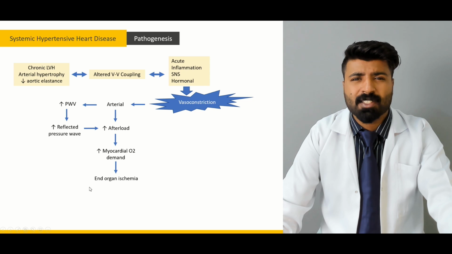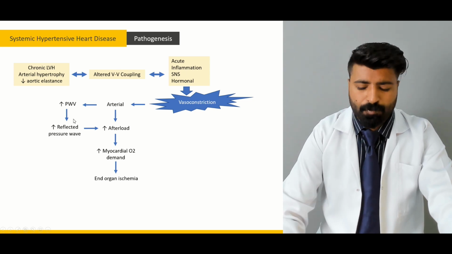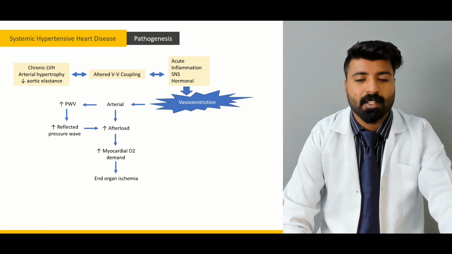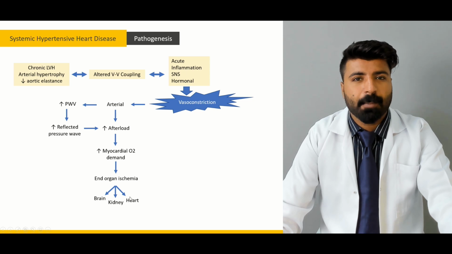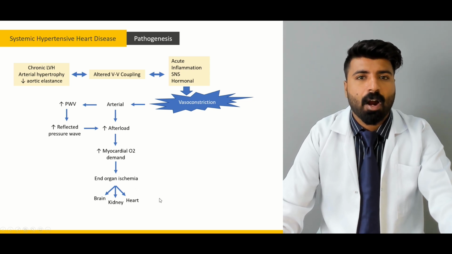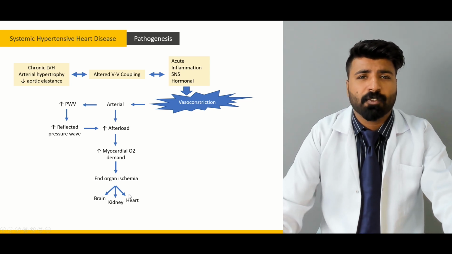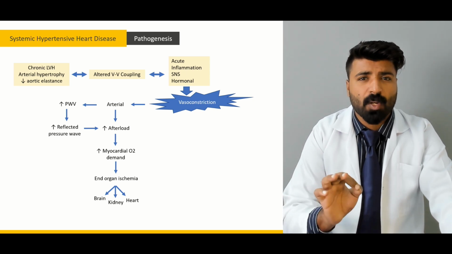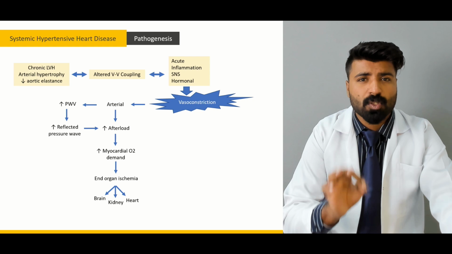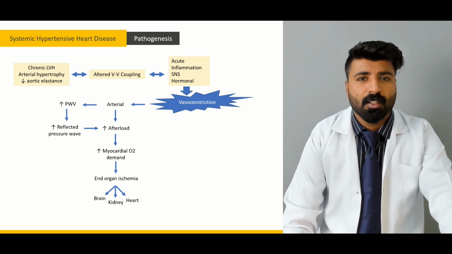Now this end organ ischemia can be of the heart. It can be of other organs too. Which other organs get affected by this kind of end organ ischemia? It can be brain, it can be kidney, it can be heart. Now how can it be the heart? If coronary vessels don't support that much, if coronary vessels develop collaterals, but those collaterals are not good enough, those collaterals are not up to that mark to supply the heart with its supply.